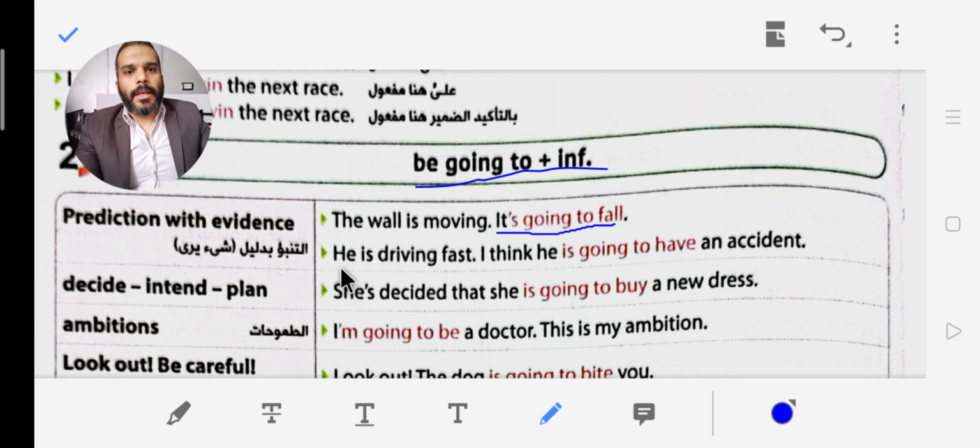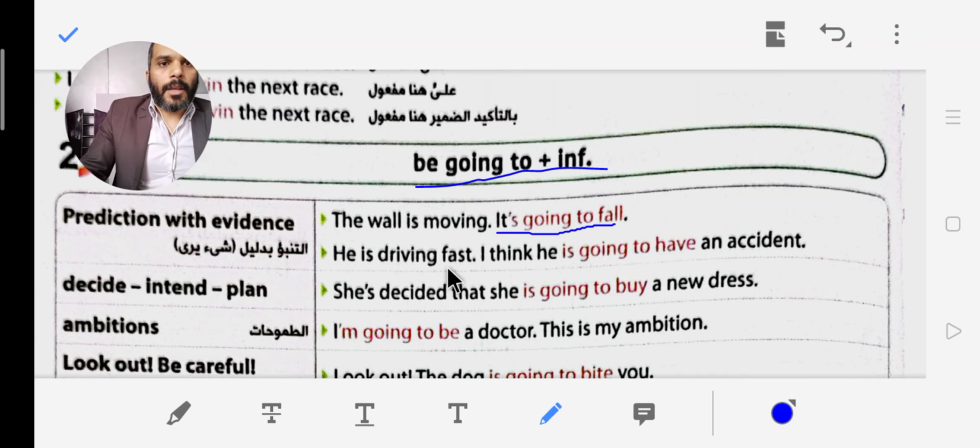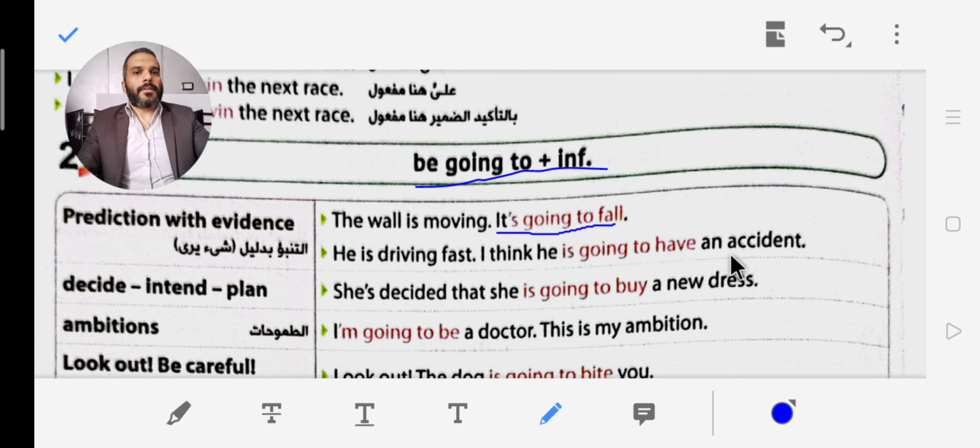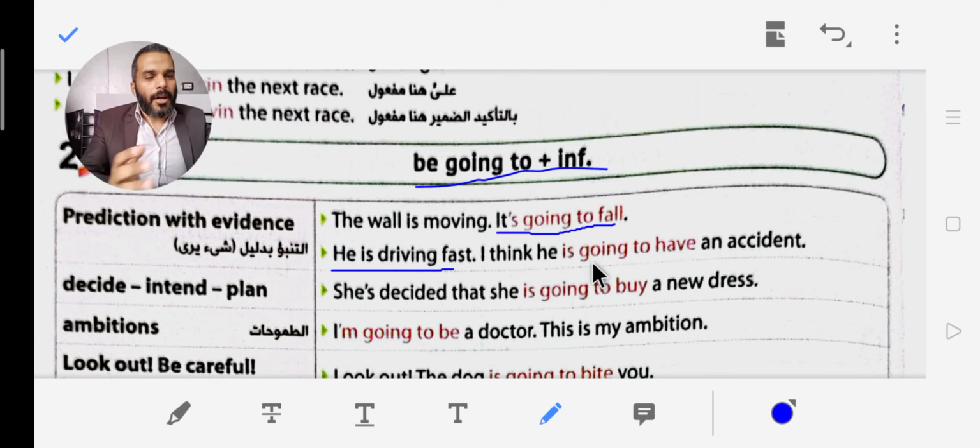Another example: he's driving fast. I think he is going to have an accident. So, where is the evidence? Very good. He's driving fast. This is the evidence, and this is the prediction: I think he is going to have an accident. I predict he is going to have an accident because he's driving fast. So if you have evidence and you want to predict something in the future, use be going to.